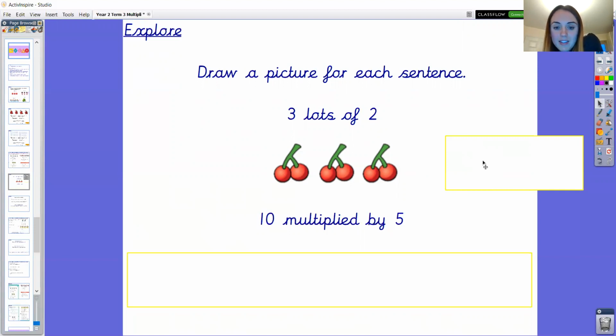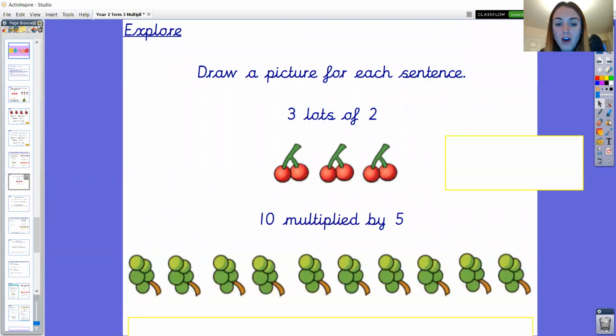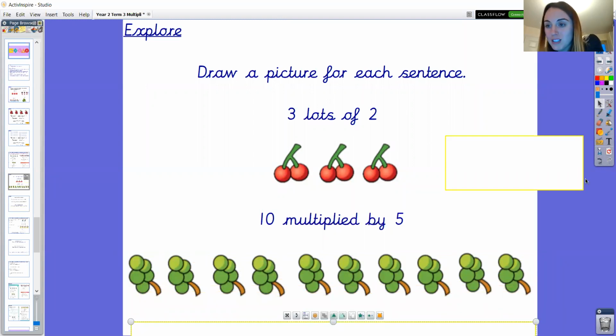Okay, so the next sentence says 10 multiplied by 5. Remember, multiplied by has the same meaning as lots of. Please pause the video here and have a go at drawing a picture to represent this sentence. Well done, Year 2. I'm sure you've drawn some amazing pictures. So I'm going to share mine with you now. So 10 multiplied by 5 means that there needs to be 10 equal groups with 5 in each group. So I've got 10 bunches of grapes with 5 grapes in each bunch.